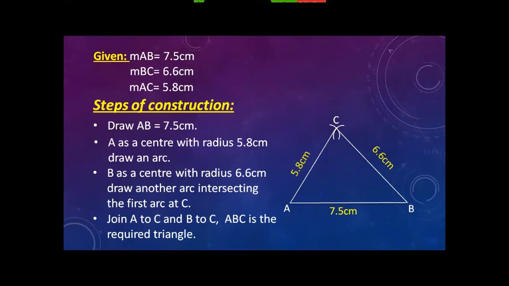Okay. For your baselines, we need a ruler. For joining the line, we need a ruler. For making an arc, we need a compass instrument. And for making an angle, we need a protractor. But in this question, we don't need a protractor because no angle is given in the question. All sides are given. When all sides are given in the question, we don't need a protractor. So this is our question number 1, case number 1, in which all sides are given. Kindly students, take the screenshot.